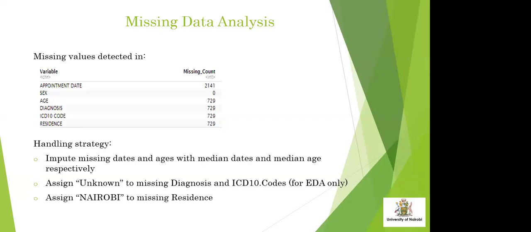For missing diagnosis and ICD-10 code, I labeled them unknown just to allow inclusion in frequency plots and to preserve the data set structure for exploratory data analysis. And then for residents, since all of them were labeled Nairobi County, I just labeled them Nairobi because of the geographical context of data collection.